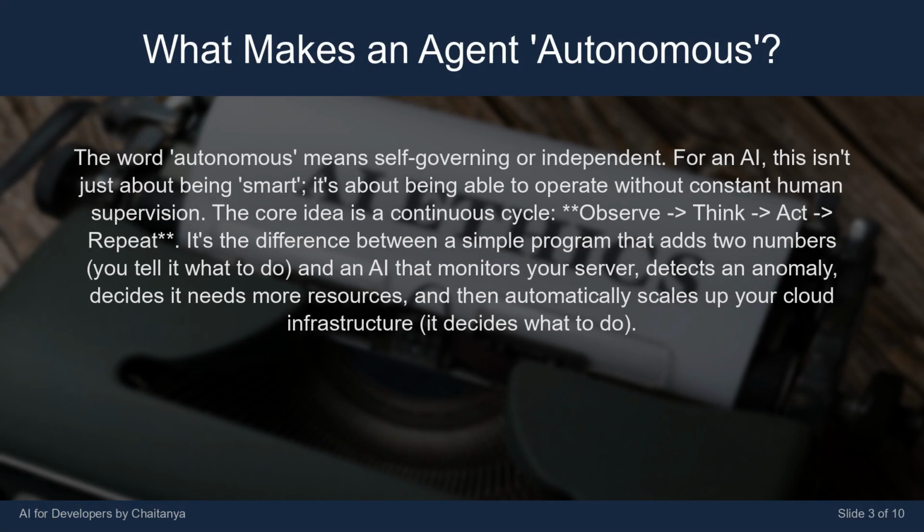The word autonomous means self-governing or independent. For an AI, this isn't just about being smart. It's about being able to operate without constant human supervision. The core idea is a continuous cycle: observe, think, act, repeat. It's the difference between a simple program that adds two numbers, where you tell it what to do, and an AI that monitors your server, detects an anomaly, decides it needs more resources, and then automatically scales up your cloud infrastructure. It decides what to do.